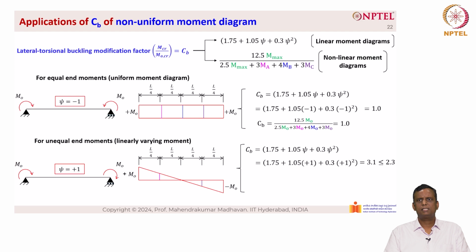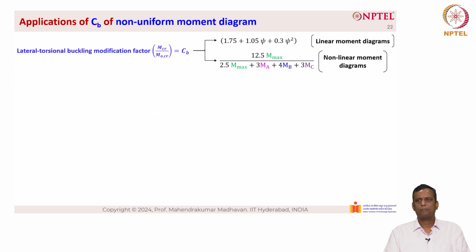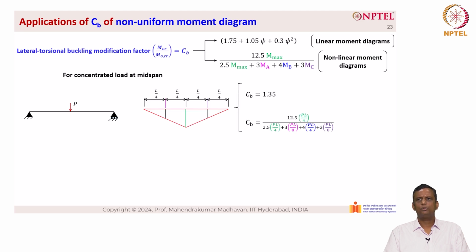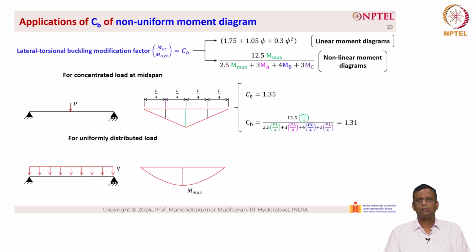When we consider the CB factor based on the nonlinear moment diagrams, we substitute the value at each location, where MA represents the 1/4 point, MB represents the center and MC represents the 3/4 point. We get CB equal to 5.0, which should be less than 2.3. So for concentrated load at midspan, when we try to obtain CB using the nonlinear moment diagrams equation, we get CB equal to 1.31. For uniformly distributed load, we have CB equal to 1.12.